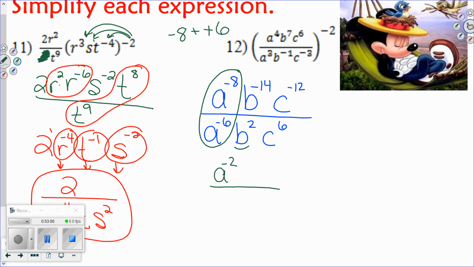If I put my b's together, negative 14 minus 2, negative 16. By default, goes to the top. And then my c's, negative 12 minus 6, negative 18. By default, goes to the top. So I really have nothing on the bottom right now. All right, step 3 is to move negative exponents. So all 3 of them all move to the bottom.